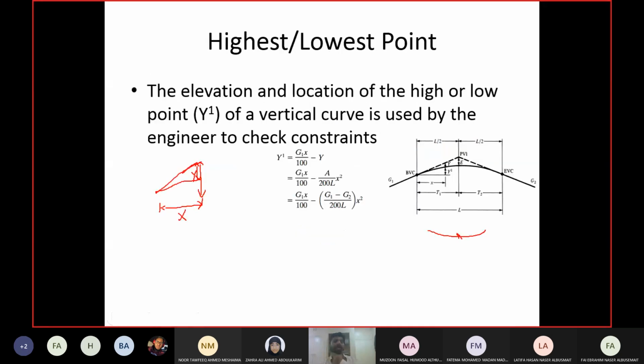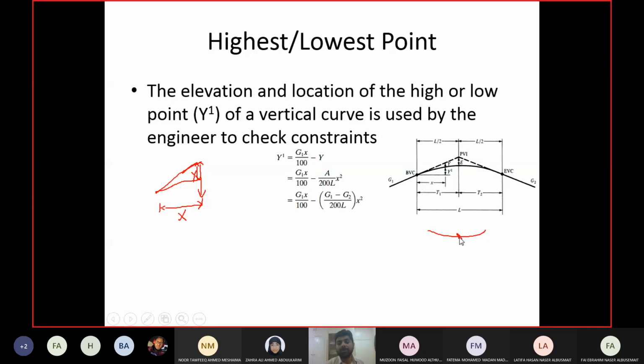Now, let us find the equations for the highest or the lowest point on the curve. First of all, let me explain why we need to find the elevation of the highest or the lowest point. For example, you are designing a sag curve. So a sag curve is like this, right? It's going down.